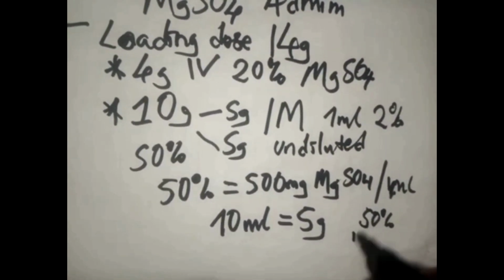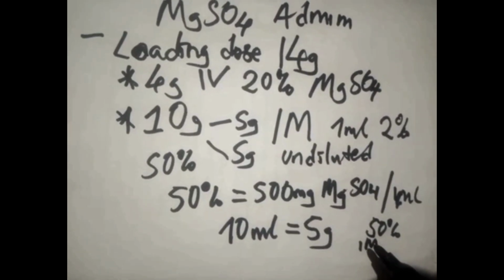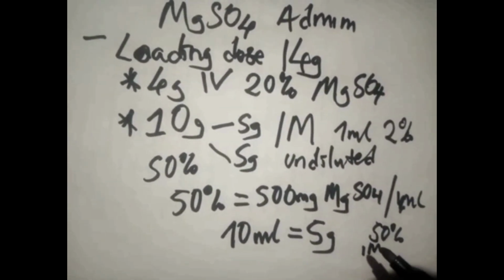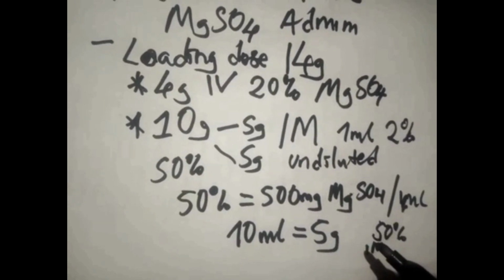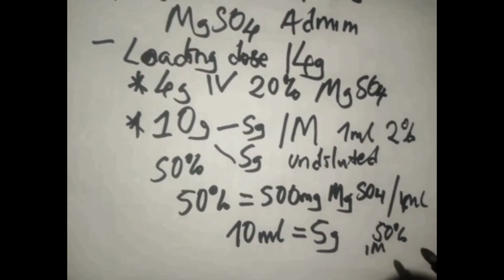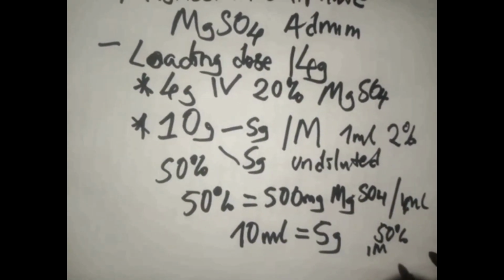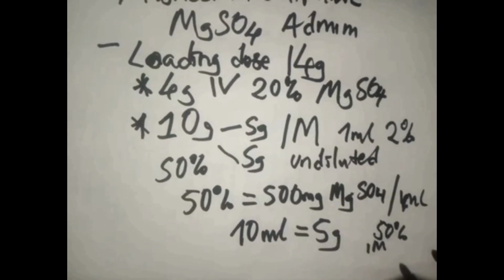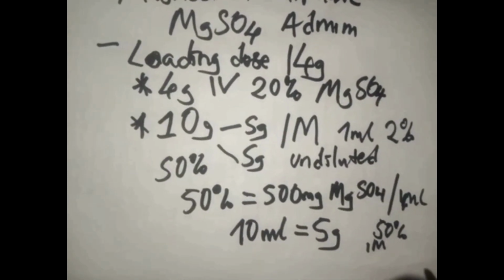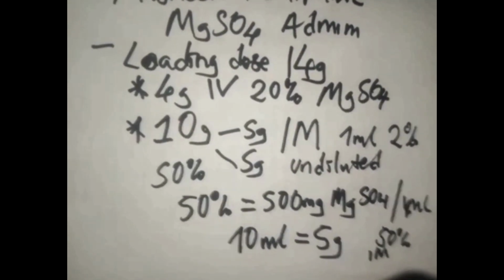So I just have to give IM, since there is no conversion, there is no adding water for injection, not diluting in short. So now we have to calculate for the 4 gram, the one which is supposed to be given IV 20%. So let's calculate. There is a formula for calculating that.